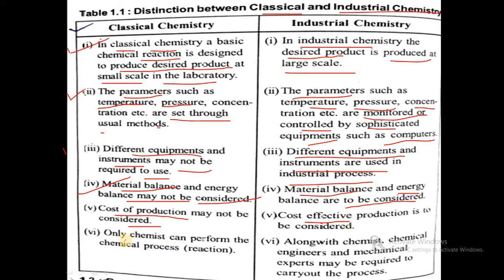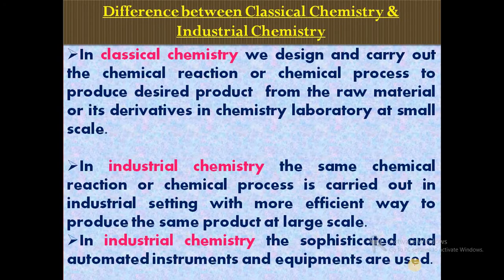In classical chemistry, only a chemist can perform the chemical process; chemical reactions are carried out in the laboratory by the chemist. But in industry, along with the chemist, chemical engineers and mechanical experts may be required to carry out the process at large scale production. So this is the basic difference between classical chemistry and industrial chemistry.